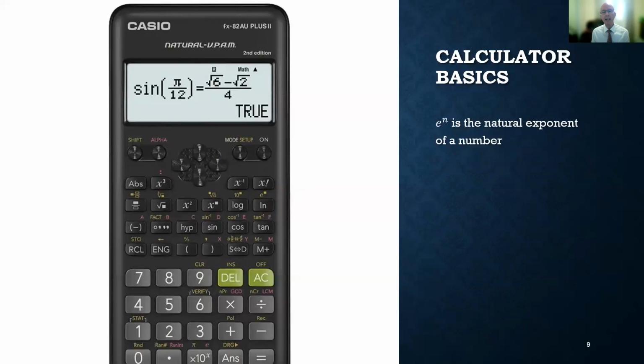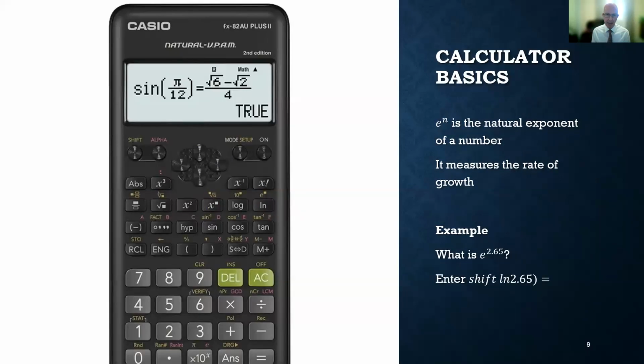Now e to the n is the natural exponent of a number. It measures the rate of growth. It is very, very popular in finance. An example of that is, what is e to the power of 2.65? The way we access that on this calculator is we enter shift ln 2.65, close brackets, equals, or as I'd prefer you to do, enter shift ln, open brackets, 2.65, close brackets, equals, and that will give us the answer of 14.15403865.